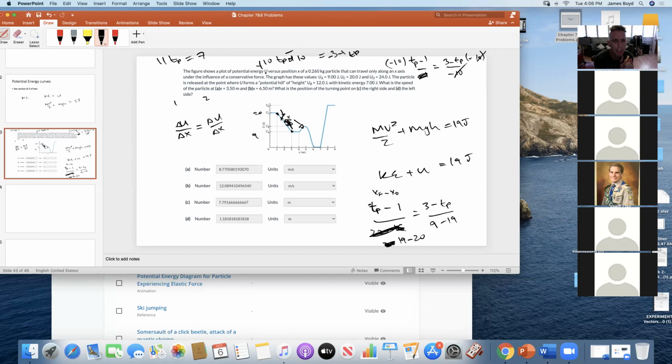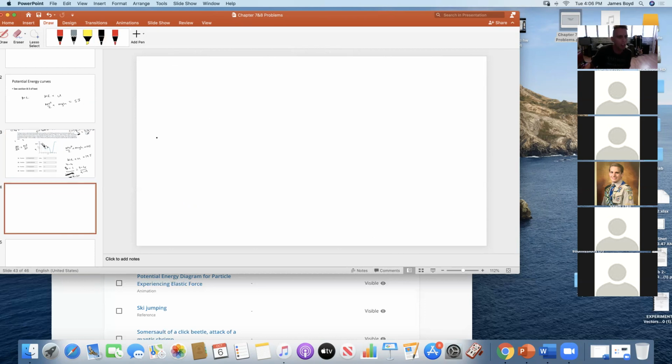Oh, they wanted the speed at A and B. What is the position of the turning point? What did I do wrong? Let me go back and do this. So the slope of this line is delta U. Oh, I think I flipped it, which is why. Delta U over delta X, which is 20 minus 19 over, nope, 19 minus 20 over the change of X, which is X turning point minus 1.